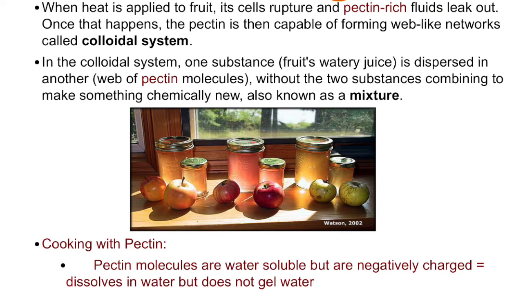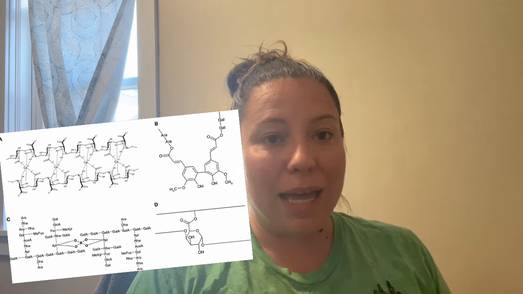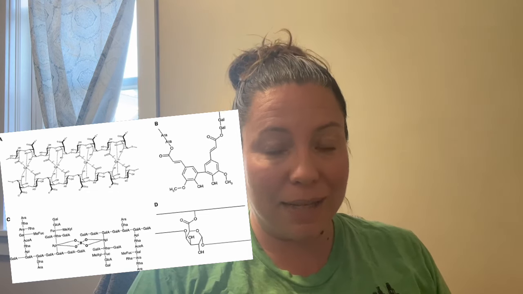Jams, again, another molecularly thickened sauce or jelly. What we're doing in these is creating a colloidal system in which the fruit's watery juice is trapped in a web of the pectin molecules. Pectin is a polysaccharide from the unripened skin of fruit. So it is found in certain fruits and also can be applied directly.